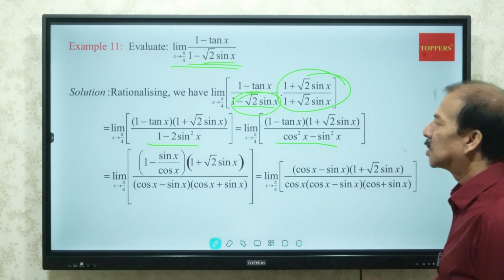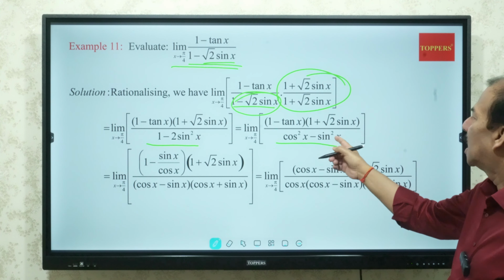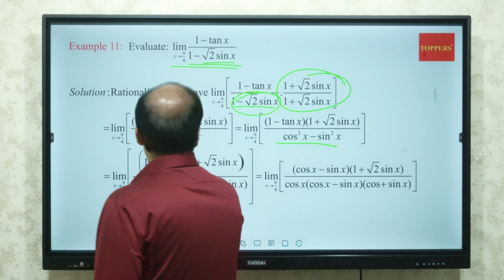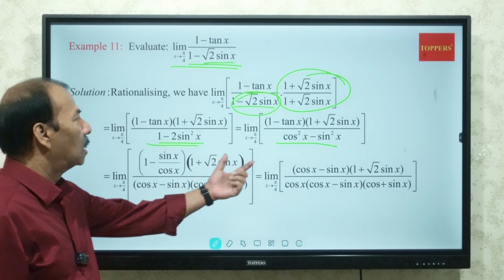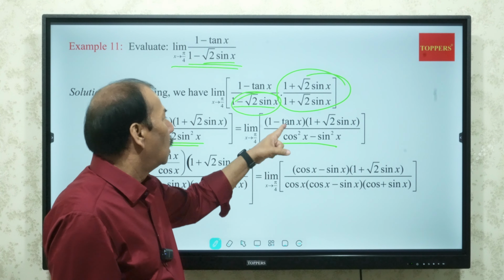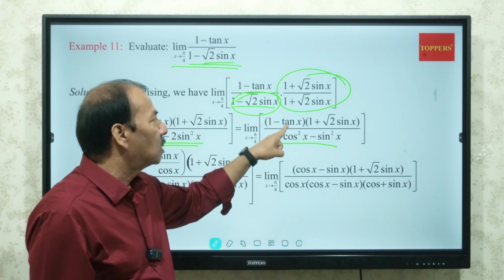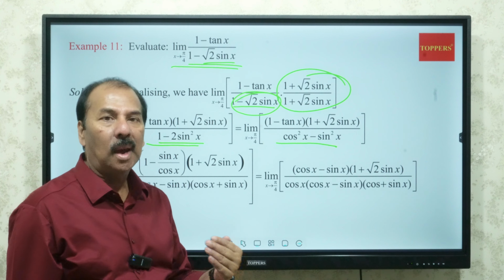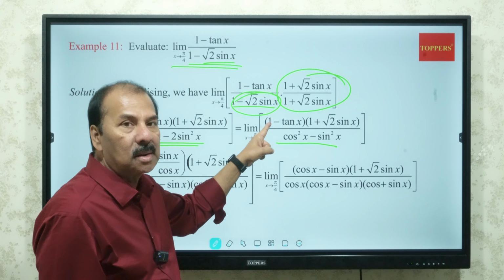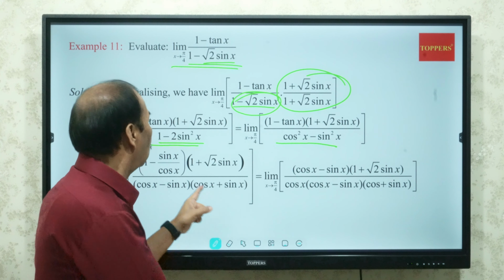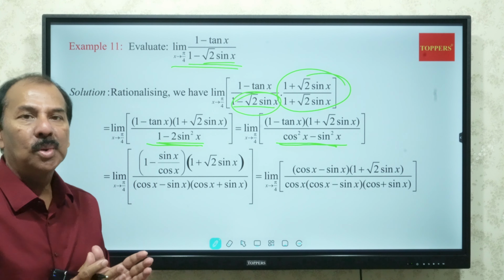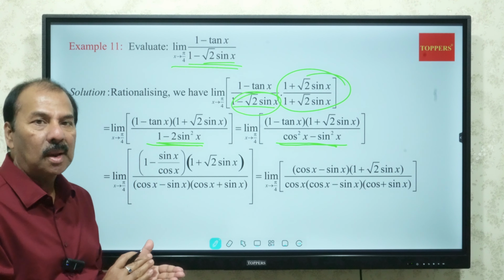1 minus 2 sin square x, you can represent it as cos square x minus sin square x. Now why are we writing this? Why are we rewriting 1 minus 2 sin square x like cos square x minus sin square x? Just because here we perceive that it is 1 minus tan x, and when you elaborate tan x, that is sin x upon cos x, that will give us a factor cos x minus sin x. And when we rearrange this term as cos square x minus sin square x, from there also we will get a factor cos x minus sin x.